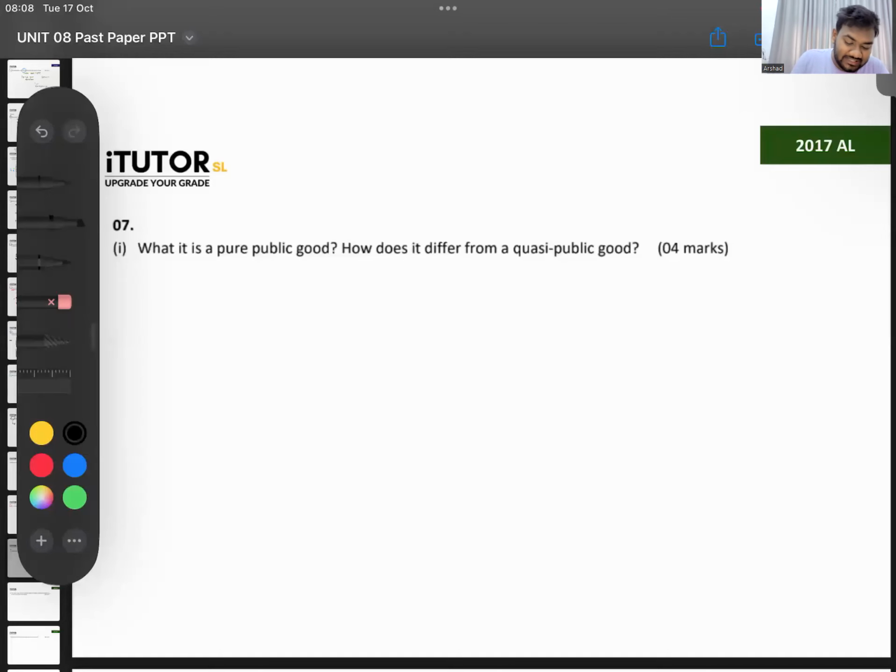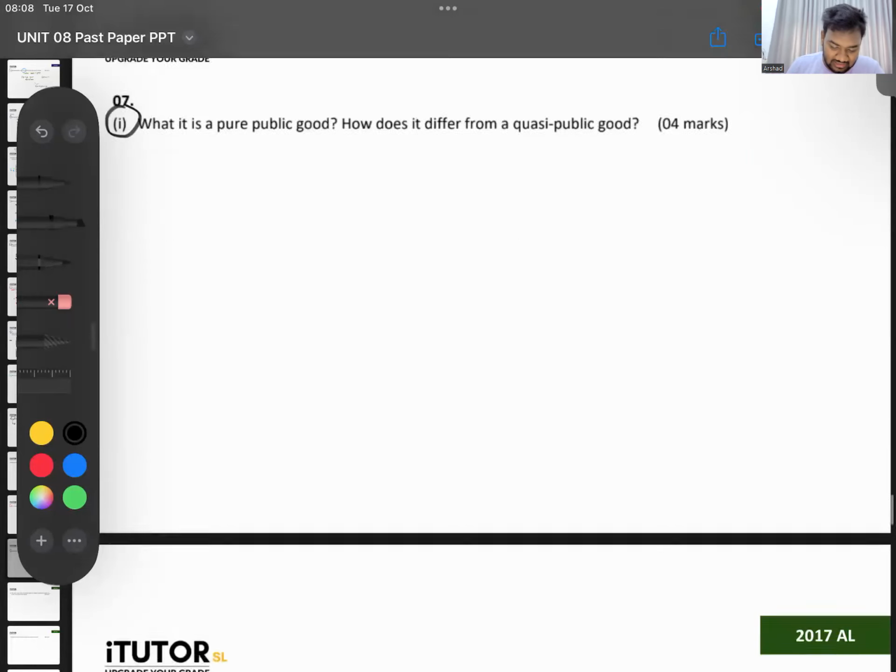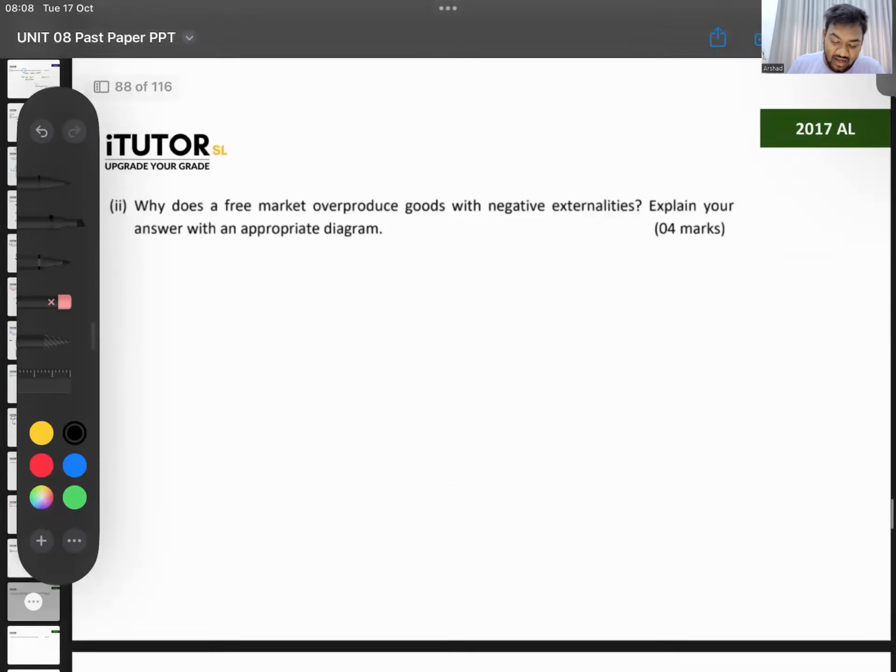Okay, so coming to 2017, look at this paper. I'll just go through the questions here. One thing: what is a pure public good? How is it different from a quasi public good? That is easy. That's a normal one. You can handle it. Then, why does a free market overproduce goods with negative externalities? That is also fine. That was there in the past paper.